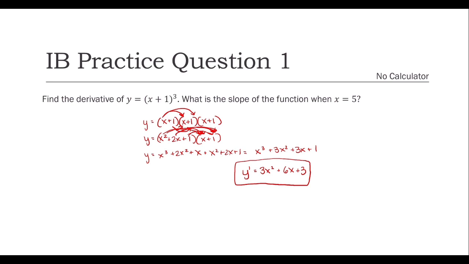So to find your slope when x equals 5, we'll plug in 5 to our derivative. So our y prime of 5 is going to equal 3 times 5 squared plus 6 times 5 plus 3. So this is 3 times 25 plus 30 plus 3. So that's 75 plus 30 plus 3, which equals 108. So the slope when x equals 5 is 108.